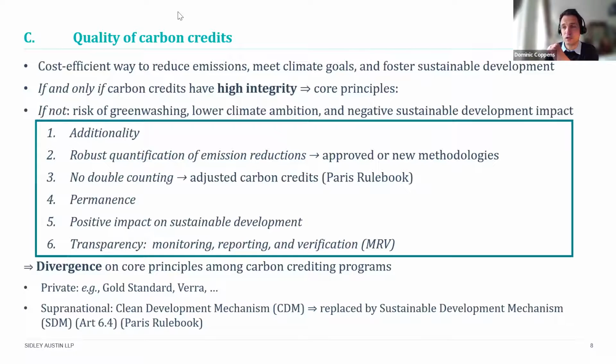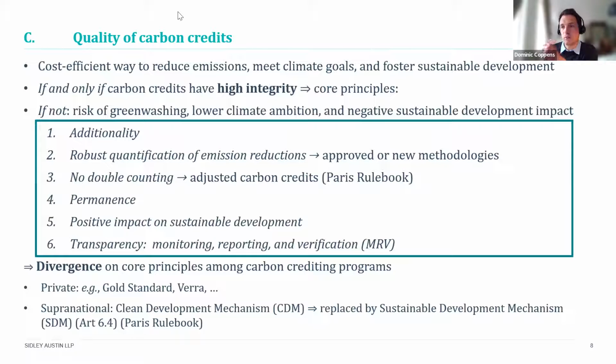And finally, as you can imagine, transparency is really key in this market, right? You have to be very transparent in monitoring the reduction of the emissions resulting from the project, in reporting those reductions, but also in independent verification by auditors. So an auditor will typically come in and verify that the emission reductions that were set out in the project and that were achieved through the project did actually happen in reality. So those are in essence the 6 key elements that will determine the quality of your carbon credit.